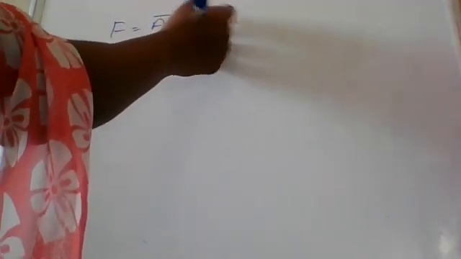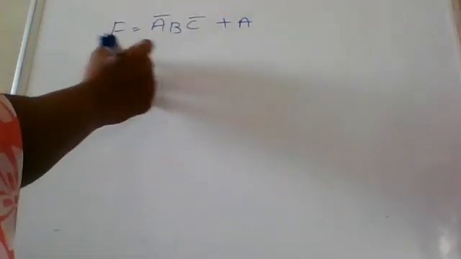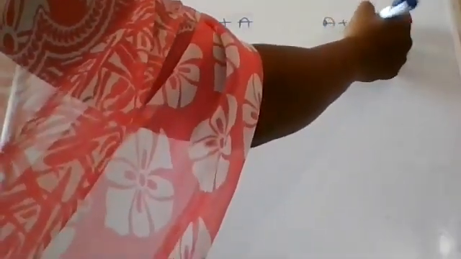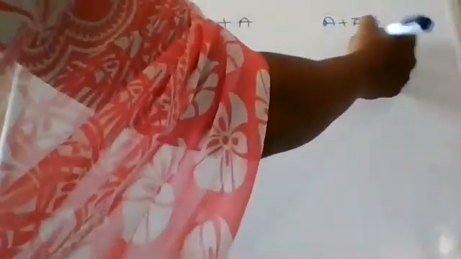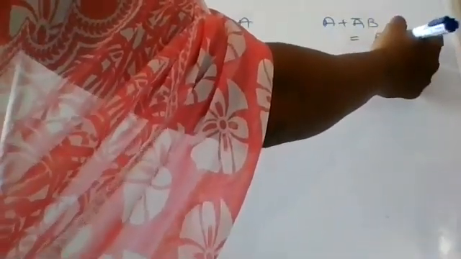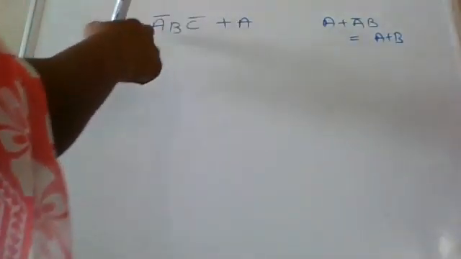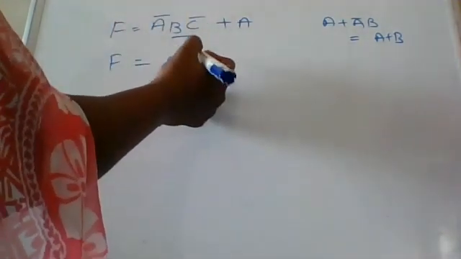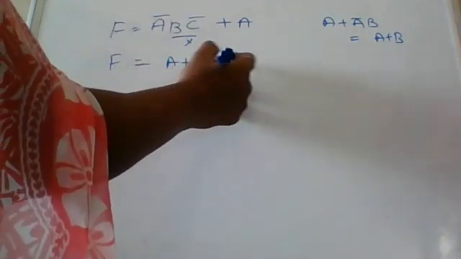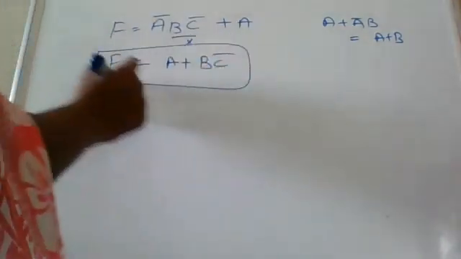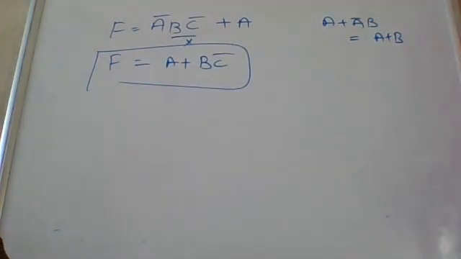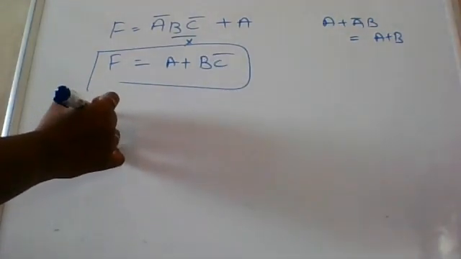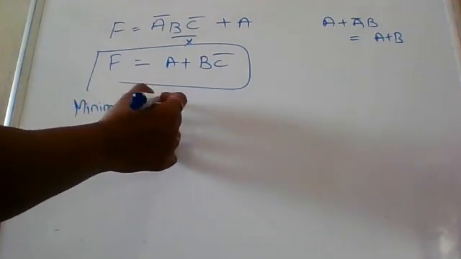From this we can also write F equal to A bar B C bar plus A. We already know that A plus A bar B equal to A plus B. So here also A plus A bar, this is x, then we can write A plus B, where B means B C bar. This is the final answer. This is called the minimal SOP form.